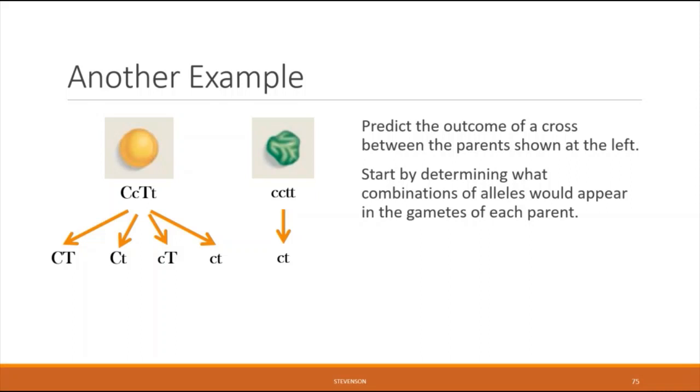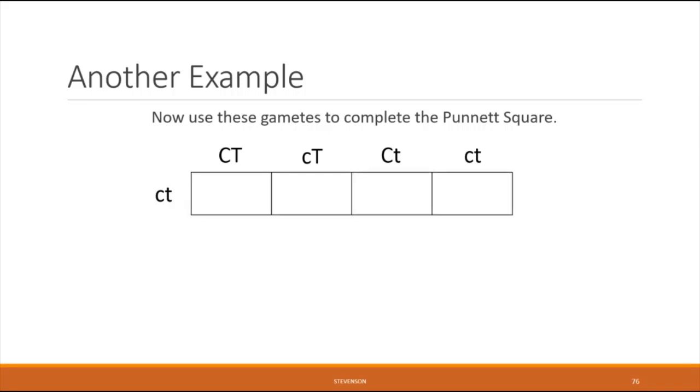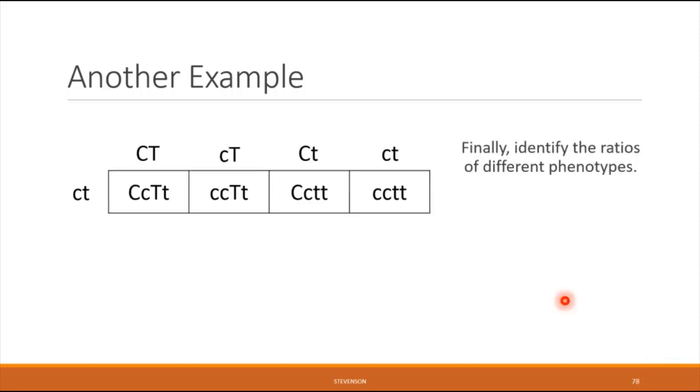Now we have our Punnett square set up for us because we know that there are four different possibilities for one parent and only one possibility for the other parent here. Therefore, our Punnett square is going to be a 4 by 1. We draw our Punnett square, and when we fill in the boxes, this is what you should get. When you analyze the different phenotypes represented by these different boxes, you would find that 1 out of 4 of them, or 25%, would have the yellow and smooth phenotype.